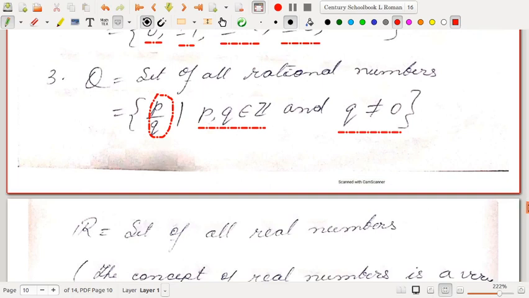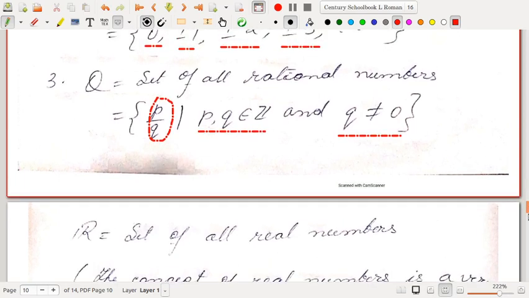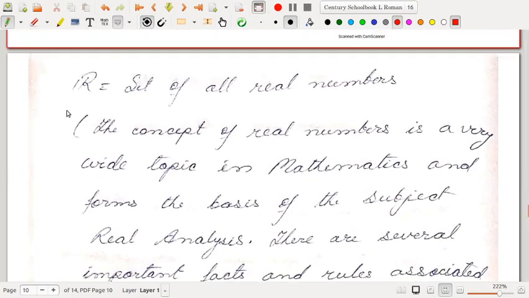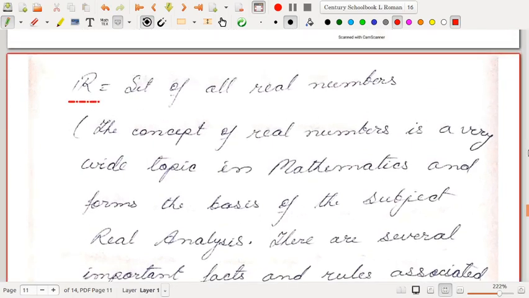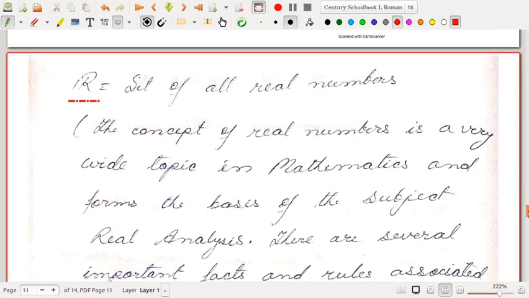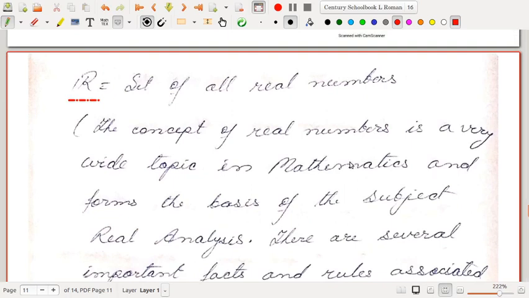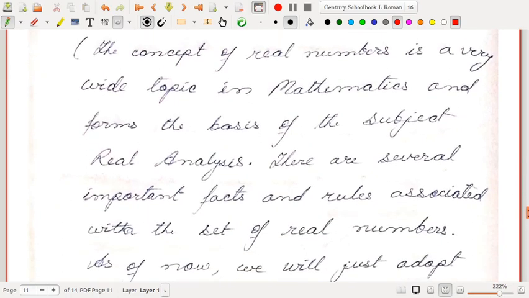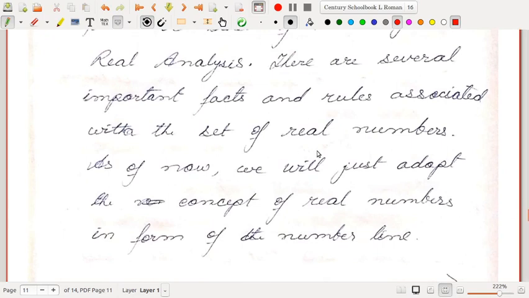And if we take the collection of all rational as well as irrational numbers, we get what is called the set of real numbers. So the set of real numbers will be denoted by R. So any number that exists in our perception is a real number. The concept of real numbers is actually a very wide topic in mathematics and forms the basis of the subject real analysis. There are several important facts and rules associated with the set of real numbers. As of now, we will just adopt the concept of real numbers in the form of the number line.